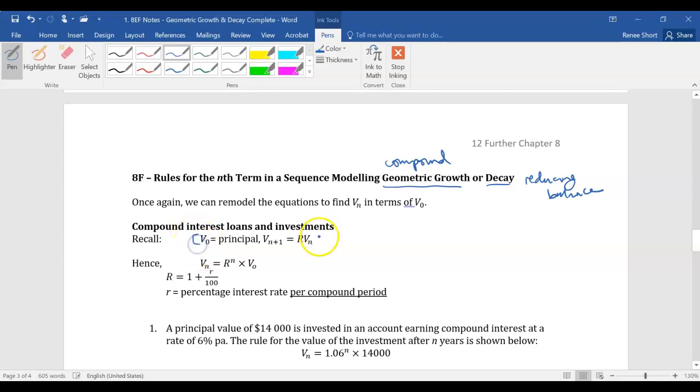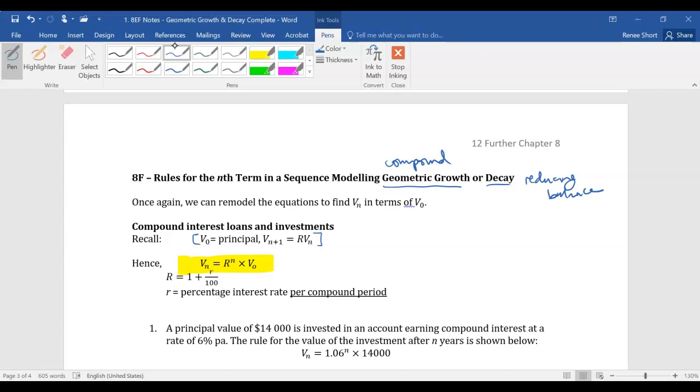then Vn plus 1 equals R times Vn, and R was us working out that rate that we were multiplying by. This time though, we've got our rule as Vn equals R to the power of n times that V0, which is our principal amount. Now, R to the power of n, you might be thinking, where does that come from?